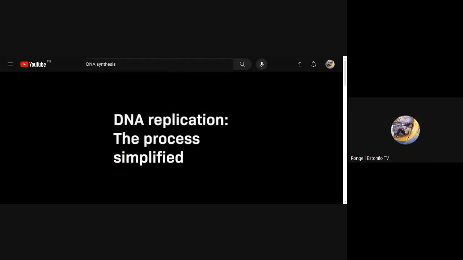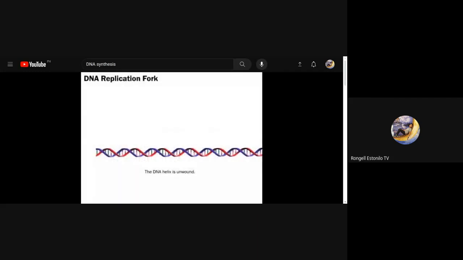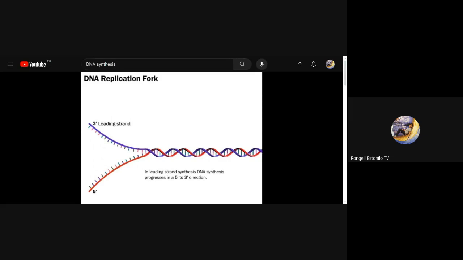DNA replication, the process simplified. The DNA helix is unwound. In leading strand synthesis, DNA synthesis progresses in a 5' to 3' direction. Lagging strand synthesis is a bit more complicated because the DNA is exposed in a 5' to 3' direction.